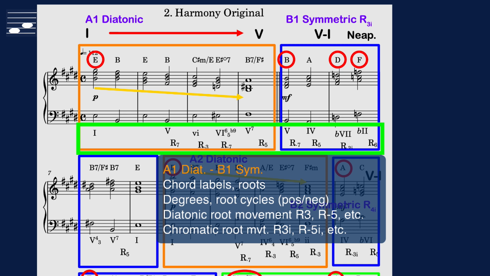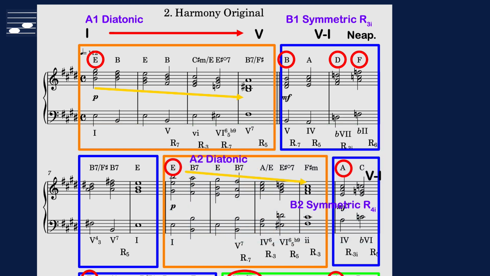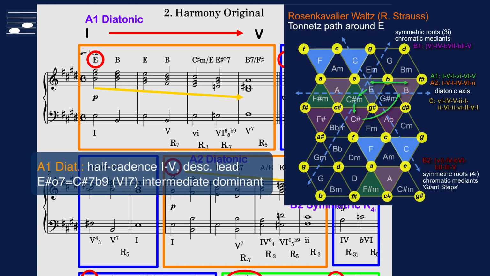Positive number values support cadential character. Negative numbers yield weak progressions, floating harmonies. This is a mechanism for controlling stability of a chord progression. When the A1 phrase is depicted in the Tonnetz, the diatonic harmony character is confirmed. Listen to this half cadence with one intermediate dominant chord, the E sharp diminished 7 being equivalent to C sharp 7 flat 9.